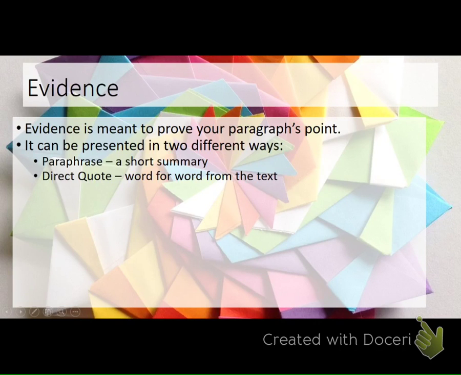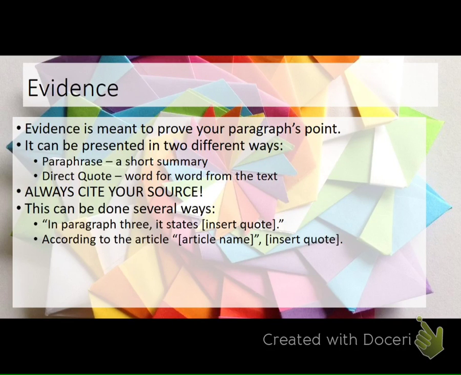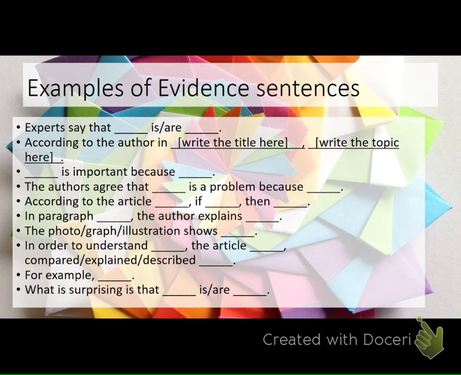So, your evidence is meant to prove your paragraph's point. You can paraphrase it, which is a short summary, or you can use a direct quote. Always cite your source. Okay? Paragraph 3, it states this, according to the article. It says this, according to the author of the article. Okay? I even gave you a whole bunch more here. All of this is how you cite your source. You tell me where you got the information from.